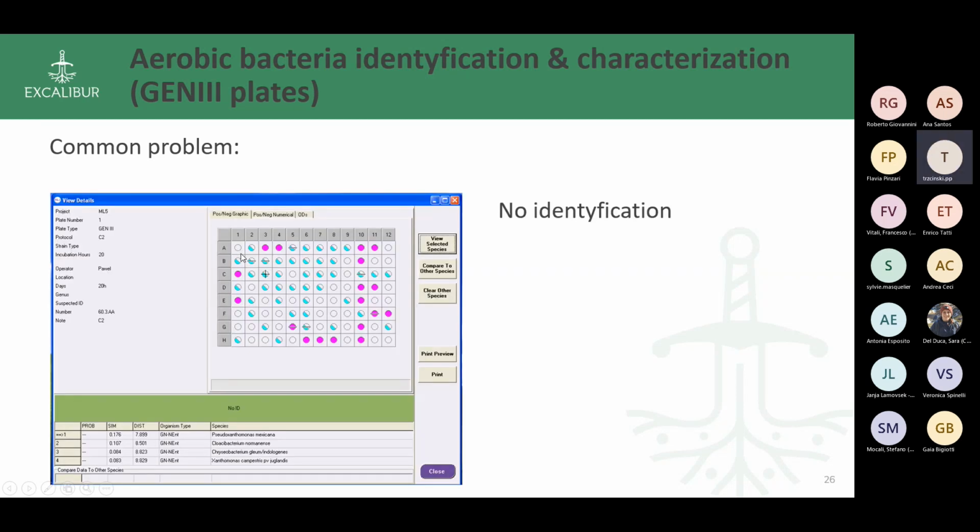Another problem: no ID. Sadly, the BIOLOG system, okay, the database is huge, but it does not contain every phenotype of every bacterium. So sometimes we will have no identification, and we have to use another method for identification of our isolate.